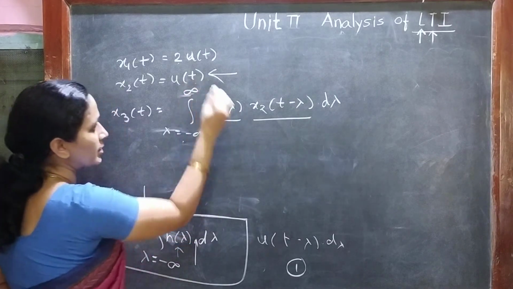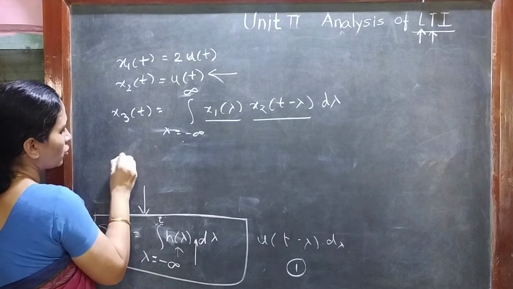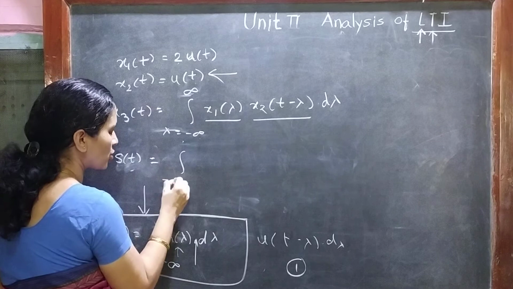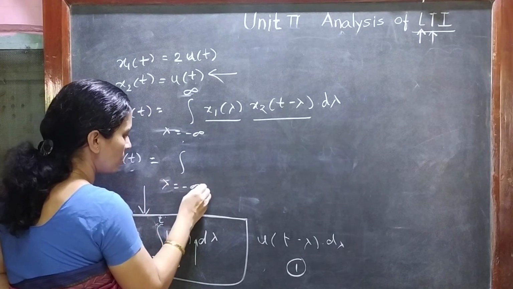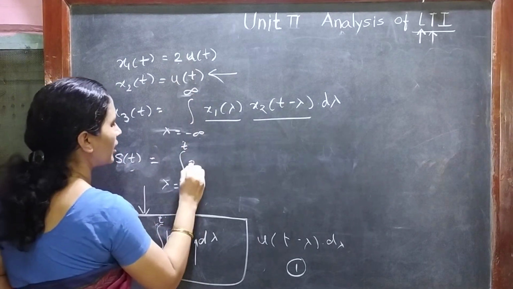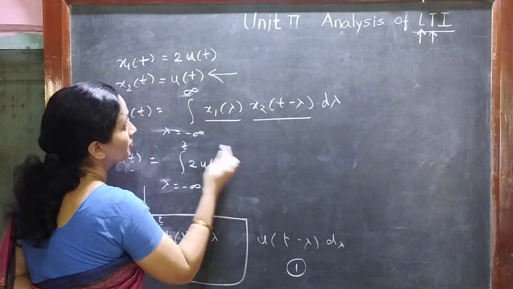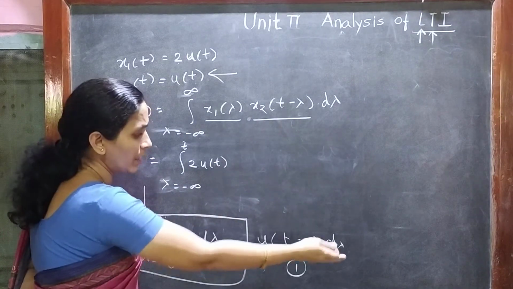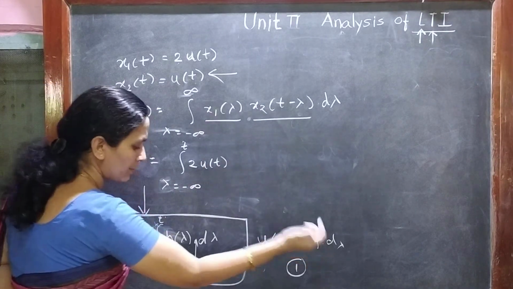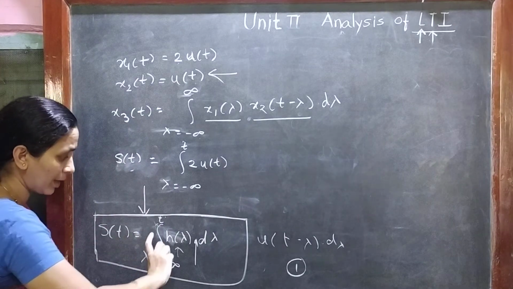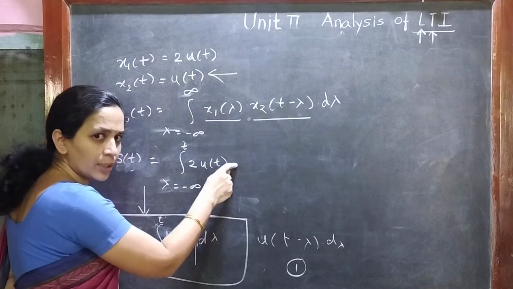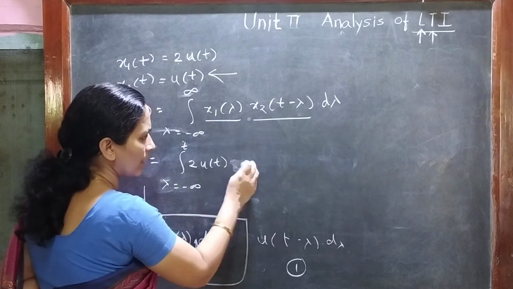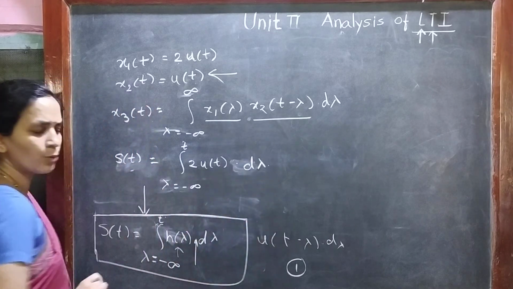Now I will be considering this signal as this u of t. So my x3 of t, rather my s of t, becomes integration from lambda equals minus infinity to t of x1 of lambda, let me say that it is 2 into u of t, and this x2 of t minus lambda is nothing but u of t minus lambda. This u of t minus lambda has a value 1 for the period minus infinity to t. So we may skip it. Writing 1 is as good as writing nothing there, right? So into d lambda. So this is what is my equation.